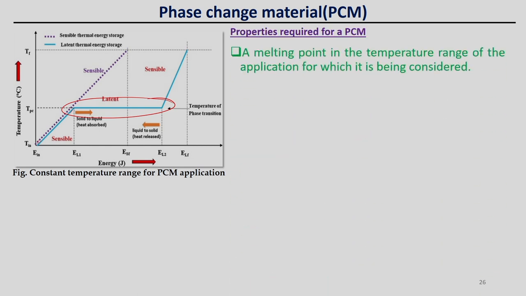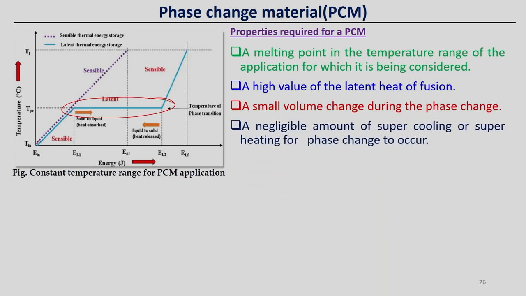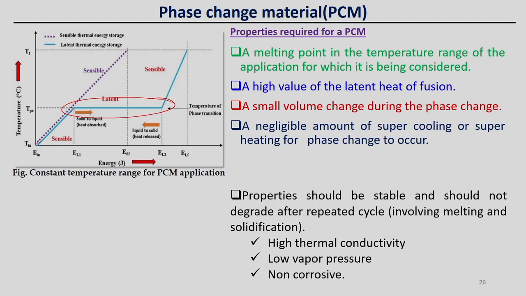So what are the properties required for a PCM material? A melting point in the temperature range of the application for which it is being considered, a high value of the latent heat of fusion is essential, a small volume change during the phase change is also very important, and a negligible amount of supercooling or superheating should occur. These properties should be stable and should not degrade after repeated cycles. This is one of the very important characteristics that should be there in a phase change material, and it must have high thermal conductivity, low vapor pressure and be non-corrosive.